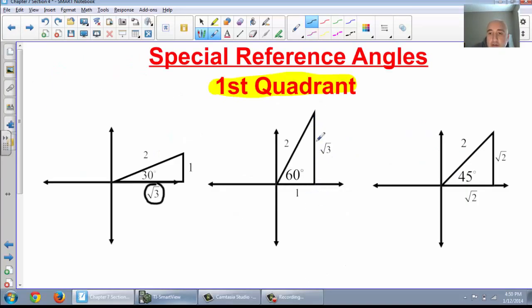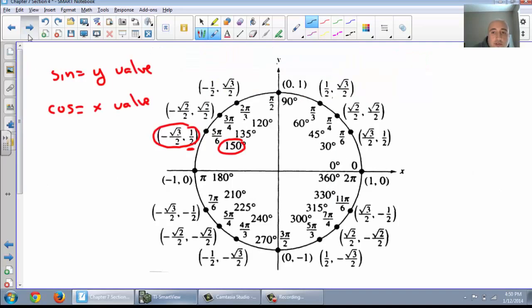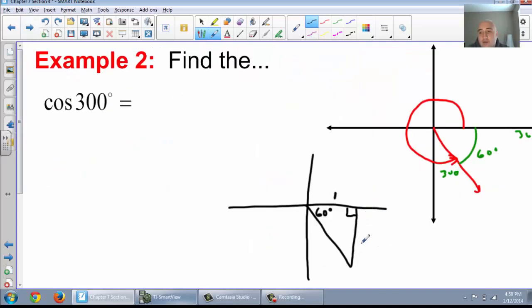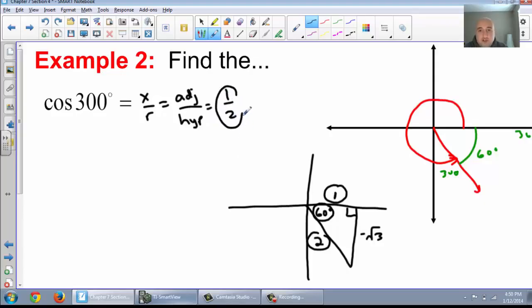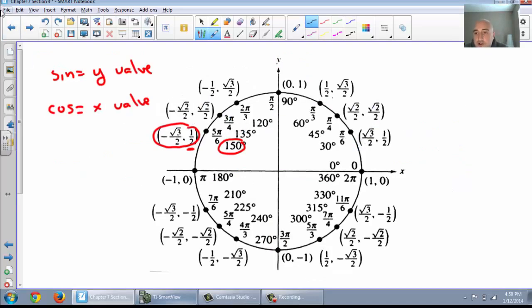My y value is square root of 3, but we went up. So what do we have to do on this one? Now we are going down, so it's a negative square root of 3. And the hypotenuse is always 2, so that doesn't change. Okay, now all we have to figure out now is we are finding cosine. Cosine is x over r or adjacent over hypotenuse. Okay, so if this is my important angle, 1 is my adjacent and my hypotenuse is 2. So the cosine of 300 should be 1/2. Okay, let's go to our unit circle. Find 300.